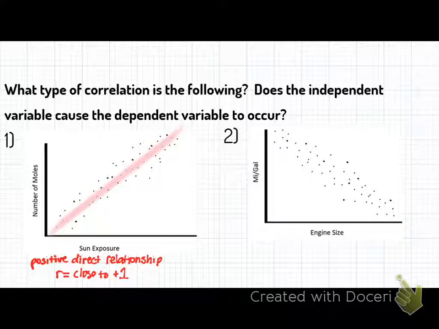Number 2, engine size and miles per gallon. Let's say I was researching. Let's say it's my first car, and I'm your age. I start asking my friends, what size is your engine? V8. No, like liters. So of course the V8 is going to have more liters.